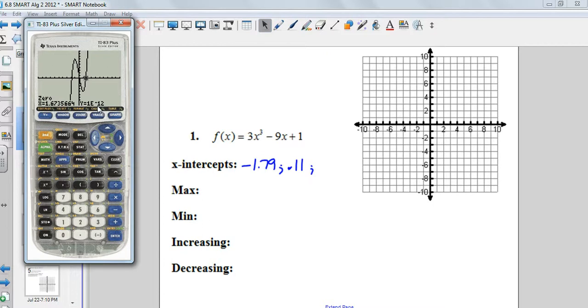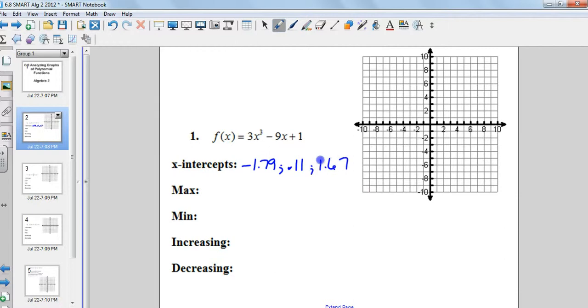And what's happening is the pixels on your calculator are not very great. So your calculator is doing really exact mathematics with a not so exact picture. So we're just going to have to chalk that up to pixel issues. So our other x-intercept is going to round to 1.67. Now while I'm here, I'm going to go ahead and plot those x-intercepts as best I can. I know they're not going to be exact.